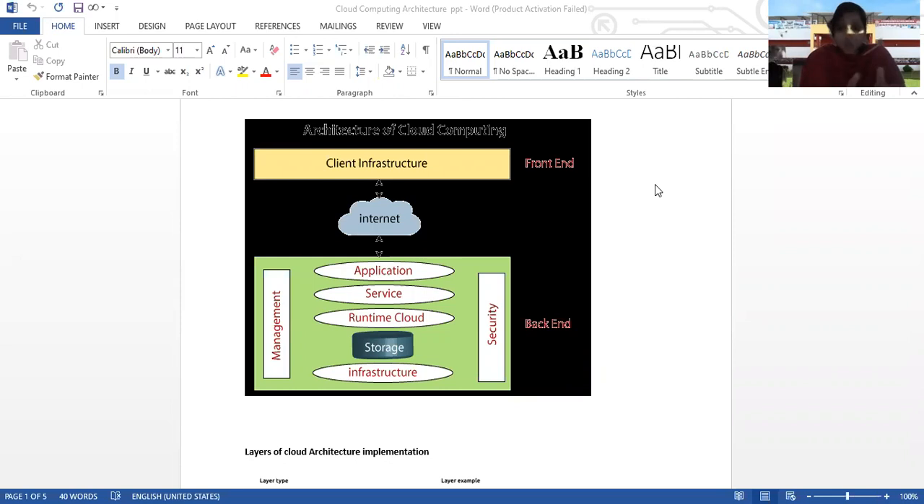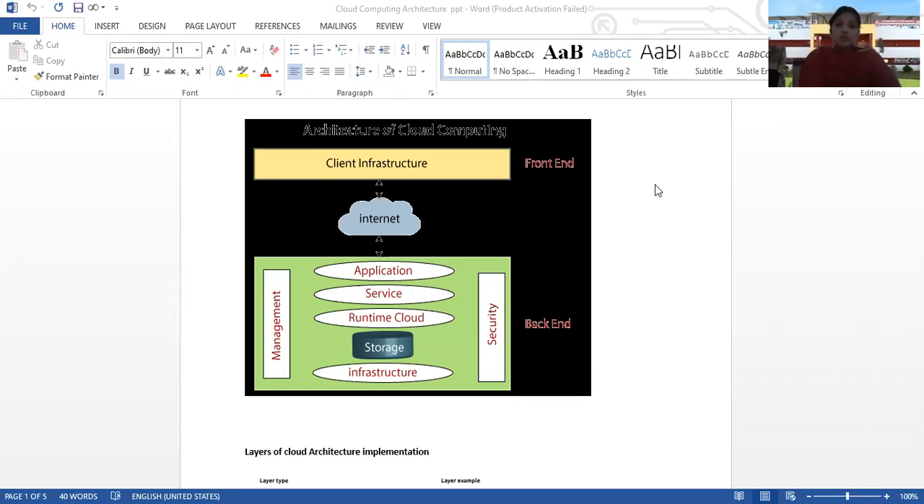So far we have covered cloud computing: what is cloud, their types, and all. In detail we have studied, and we have seen the two practicals also, right? So here we're going to see about the architecture of cloud computing.